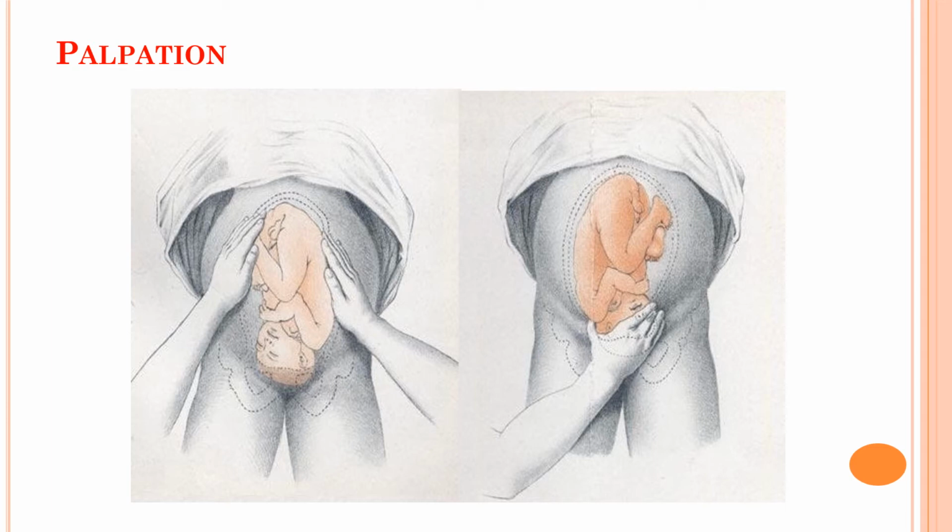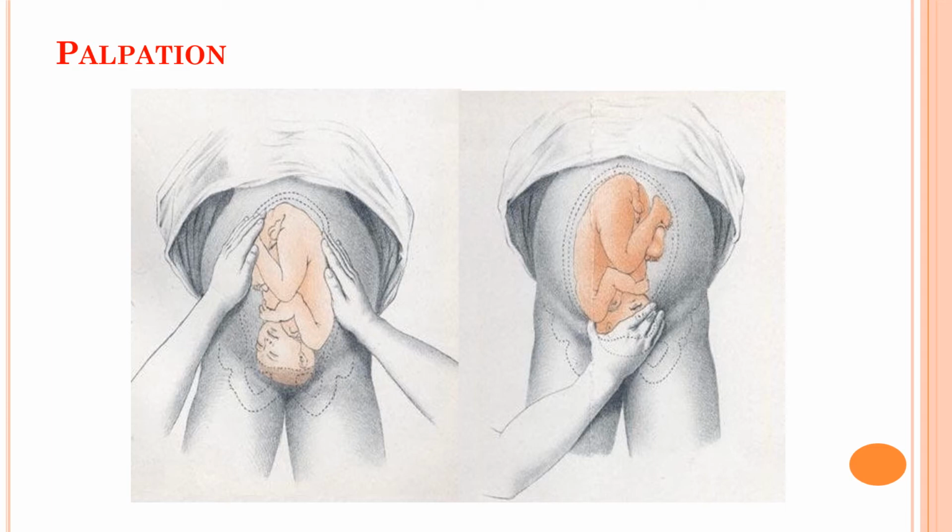Looking at the picture that you have before you now in the slide, when you palpate that side that is firmer and fuller, that should be the back of the fetus, and at the opposite side to that place where it is firmer and fuller, you can find the limbs of the baby.